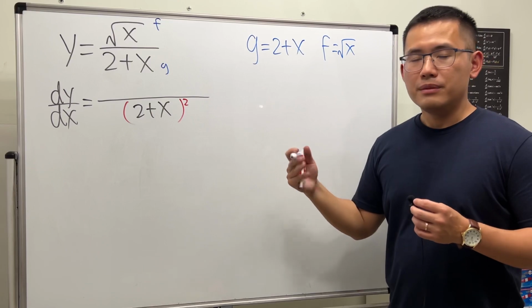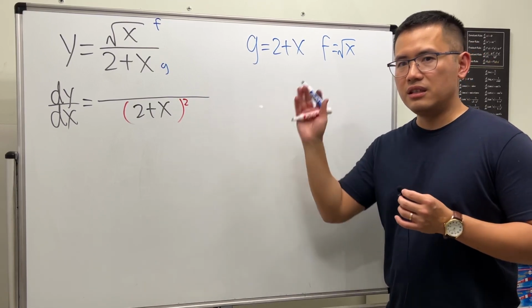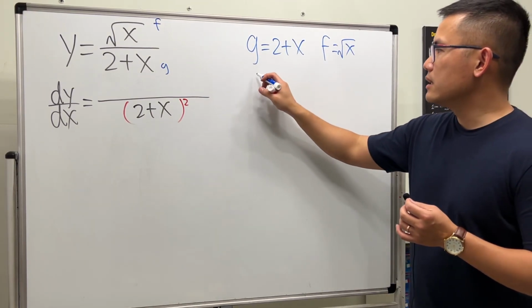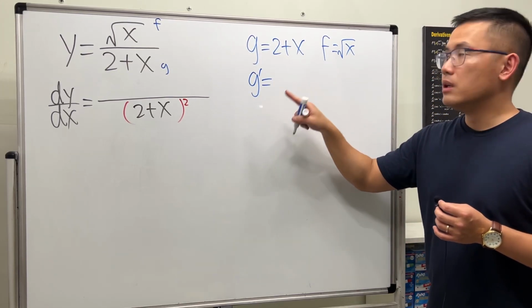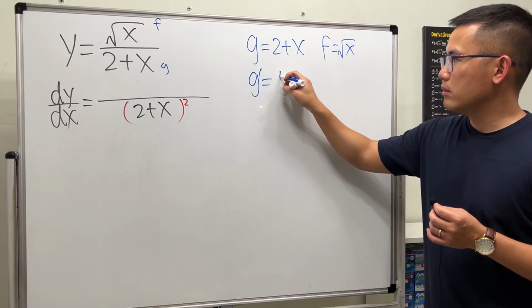Once you separate them, just differentiate them. I think it's easier on our eyes like this, right? Go ahead, take the derivative. The derivative of 2 is 0. The derivative of x is 1.